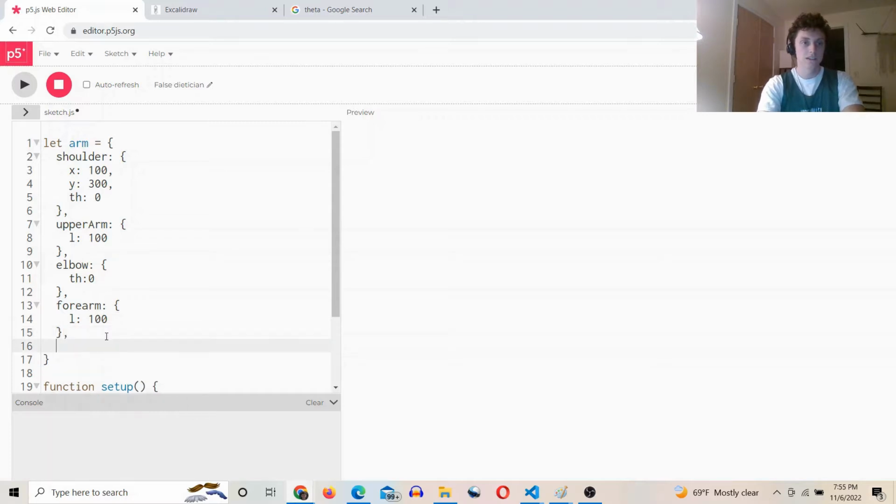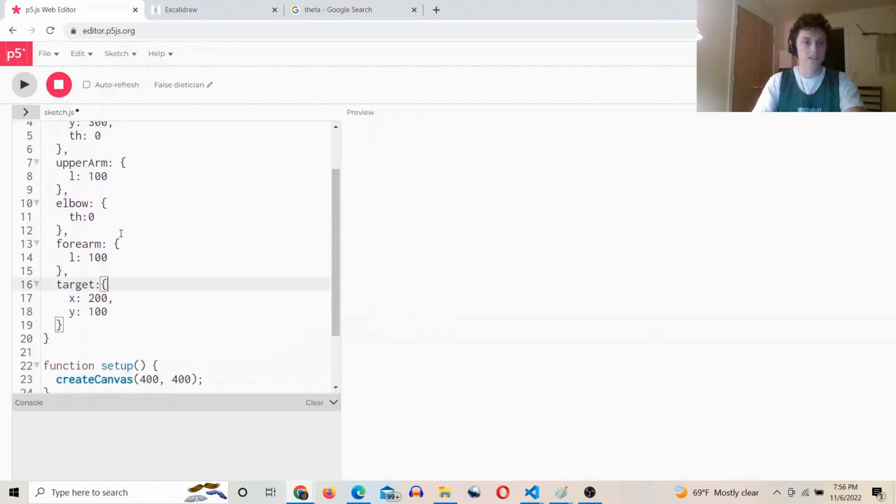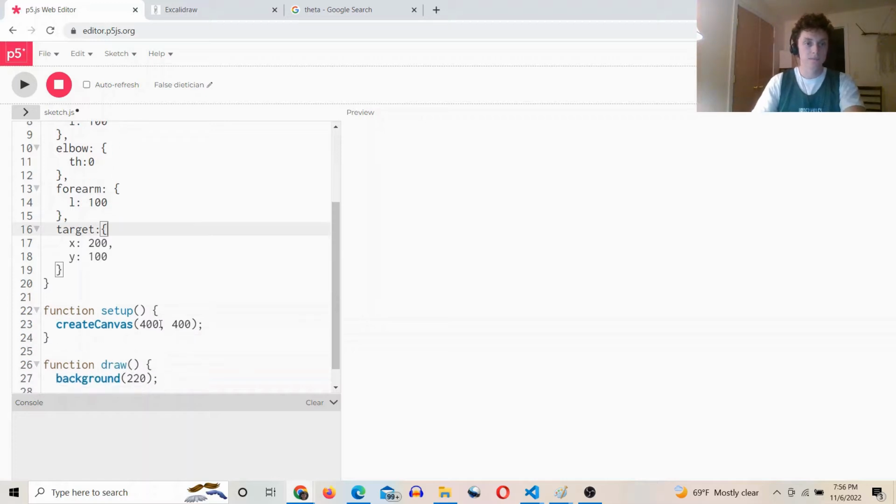Actually, let's add a target, X, say 200, and Y 100. Okay, and this is going to be the target for where we want the hand to be.